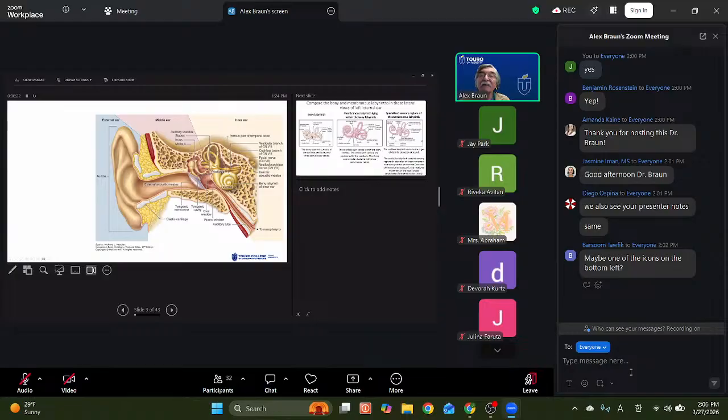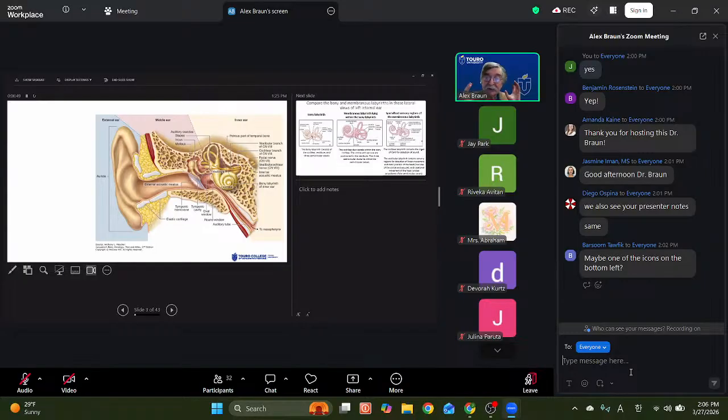The malleus, incus, and stapes: hammer, anvil, and stirrup, which are like levers. They transmit the vibrations initiated by sound waves in the air to the inner ear, and by acting as levers, they help amplify the sound wave vibrations.